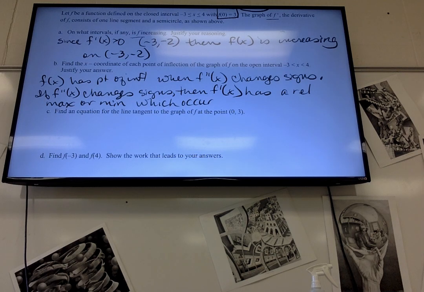I'm just finishing writing this one out. It's what you said. So if f double prime of x changes signs, then f prime of x has a relative max or min, which occurs at x equals 0 and x equals 2. So those are points of inflection, because it's changing slopes, so changing concave up, concave down, concave up.